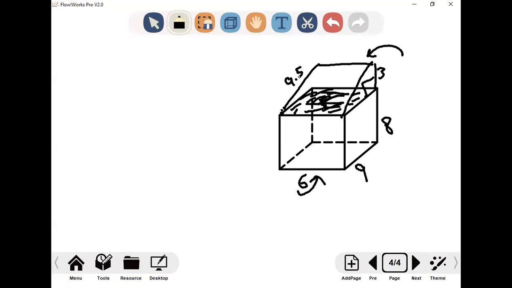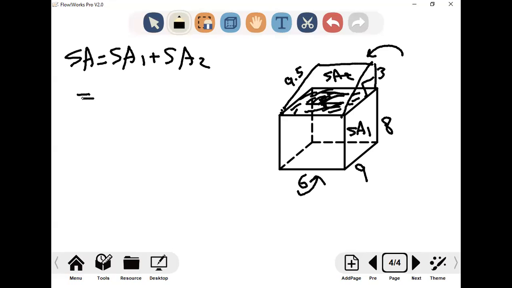Focus. I want the surface area. So I have two surface areas, this one, surface area 1 and surface area 2. So the surface area equals surface area 1 plus surface area 2. Got it? For surface area 1, I will exclude the upper face because it's inside the figure. It's not included in the outside area.